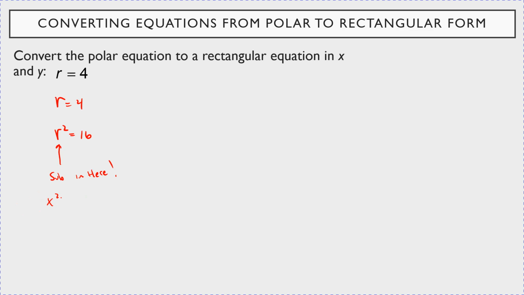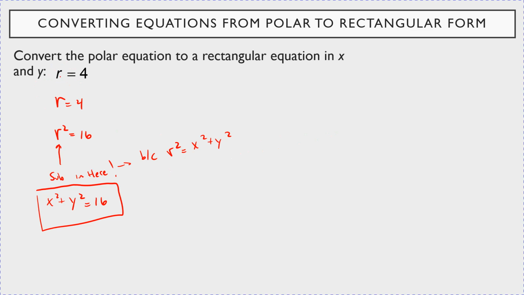So x squared plus y squared is equal to 16, all right? And this is because r squared is equal to x squared plus y squared. And look, done. I've got it just in terms of x and y.